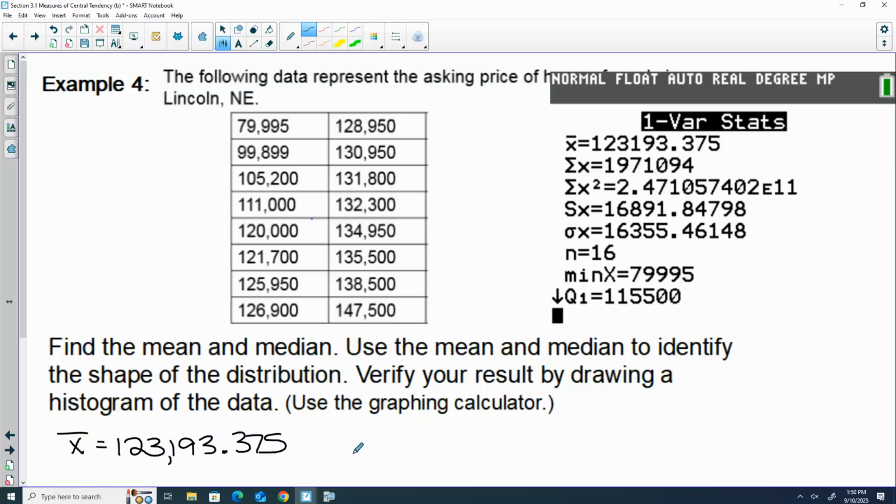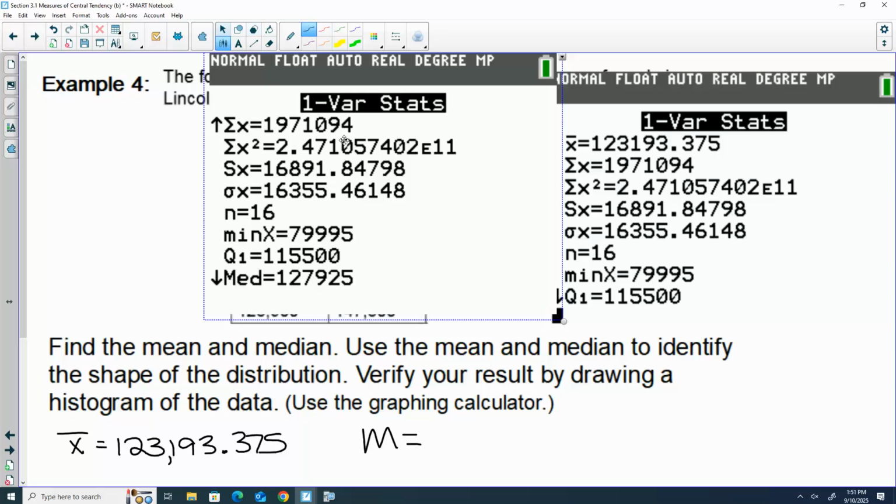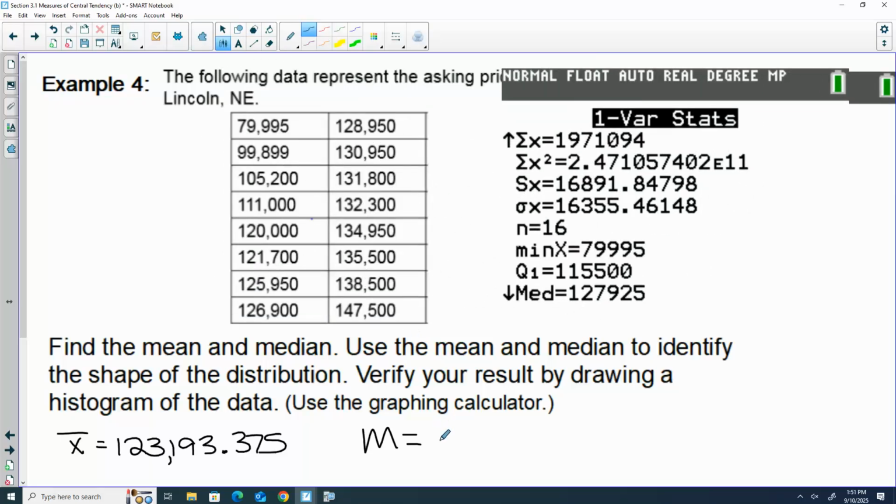Okay. My median. If you look at your calculator and you go down, Med, that's median. So it will find it for us. So my median is 127,925. Just go down, hit your down arrow, because it's got more up. Go to Stat, Calculate. So, enter through that screen. Alright, does anyone else need help finding it on your calculator?